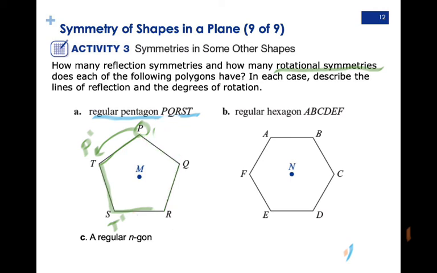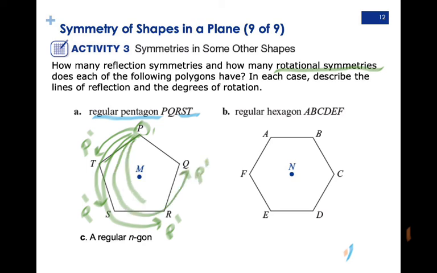And there's actually more than one here. We could continue moving P to that second position, to S there, right? Or even down to R, right? To any of these vertices. If we move it around, we're going to end up with that symmetry. So 5 of these rotational symmetries. And again, 360 divided by 5, because that's all the way around. They're going to occur at every 72 degrees in this case. Okay, and I'll leave the regular hexagon for you to explore a bit.